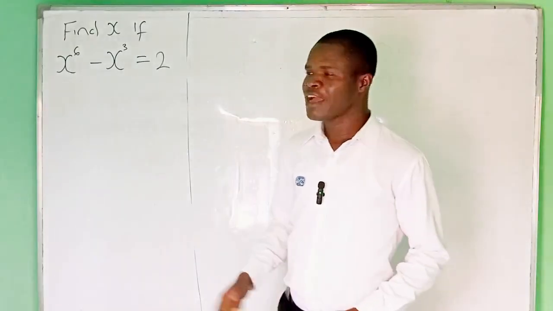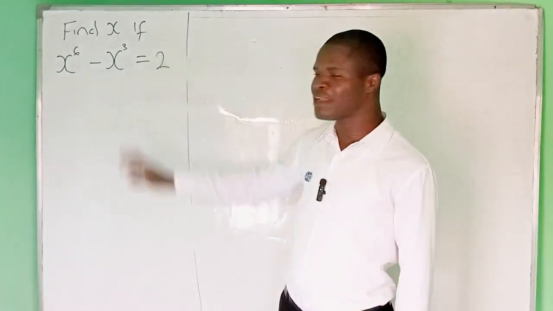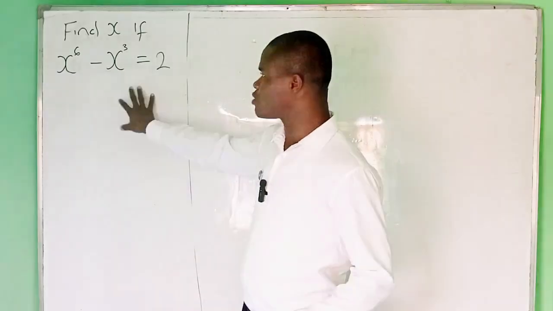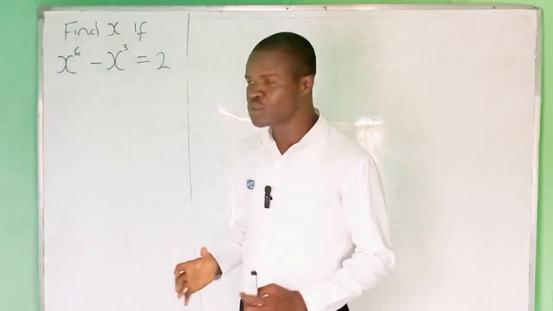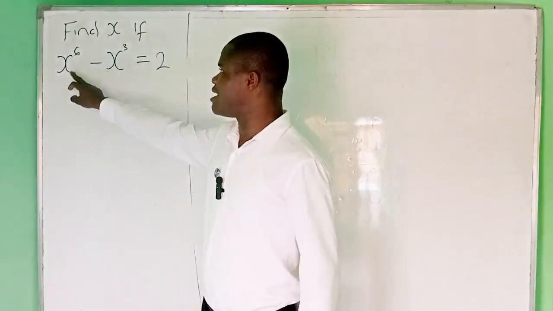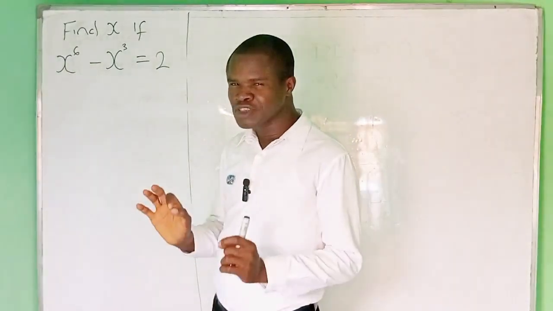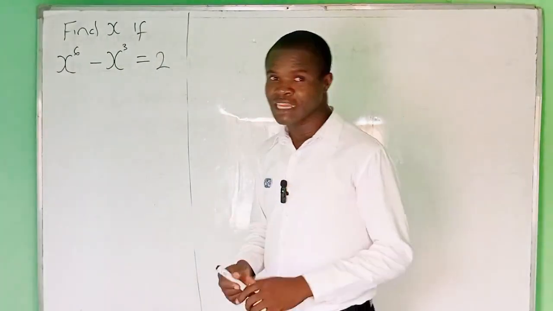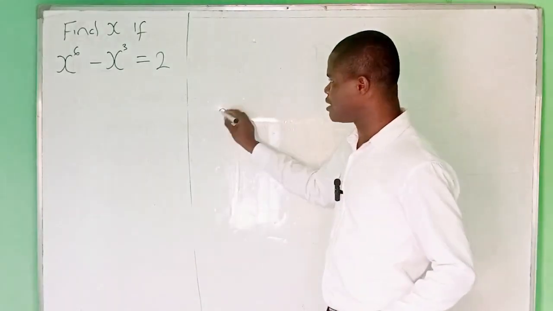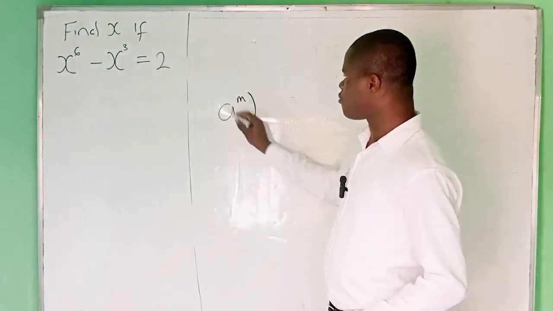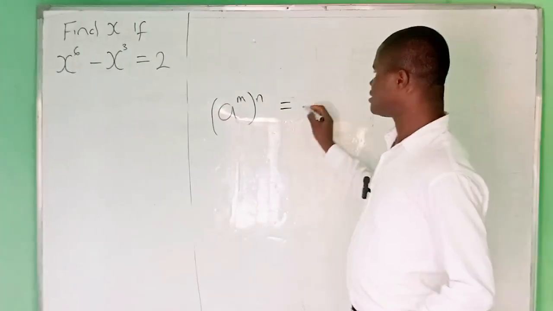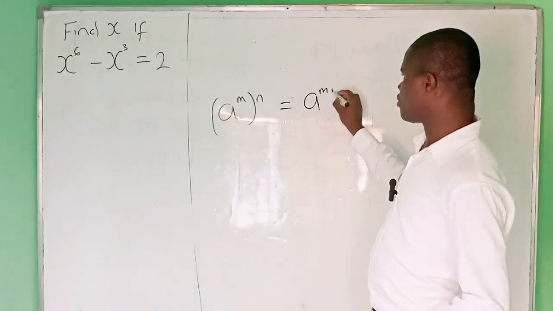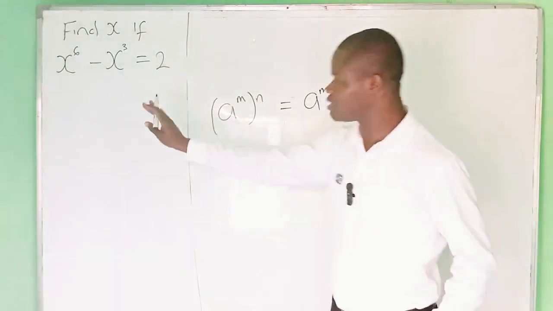So in this lesson, I want to show you how to solve problems like this. When you meet a question like this, what you are supposed to do is to express x raised to the power 6 to be somehow similar to x raised to the power 3. Recall that in indices, a raised to the power m, bracket, raised to the power n, is written as a raised to the power mn. So I'm going to be applying this here.